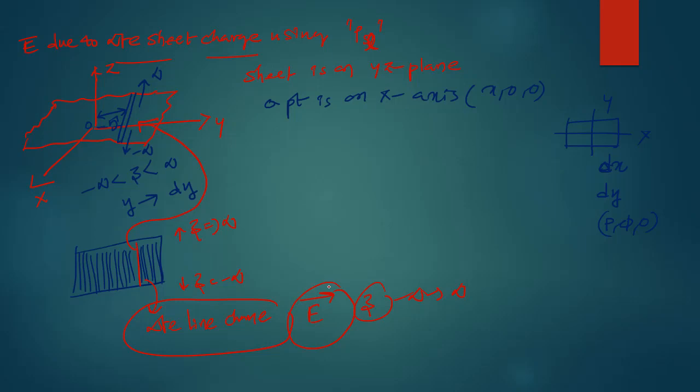Anyhow, y varies from minus infinity to plus infinity. And if you integrate in such a way that z changes from minus infinity to plus infinity, with y changing and z changing, the sheet can be created. This is the approach we are following to get the electric field due to infinite sheet charge using line charge density electric field. Okay, so once again I am drawing it.